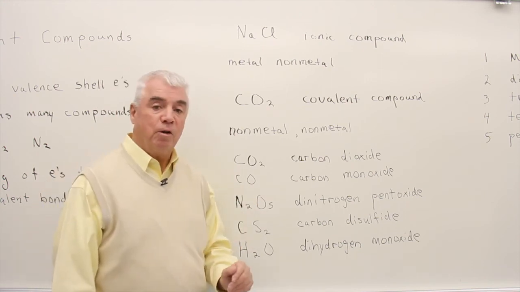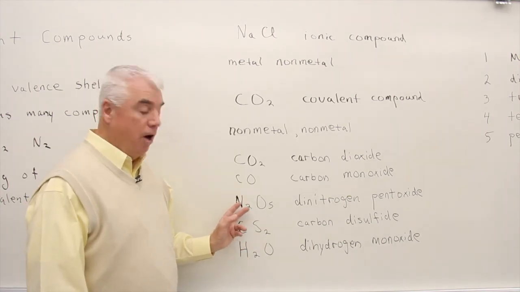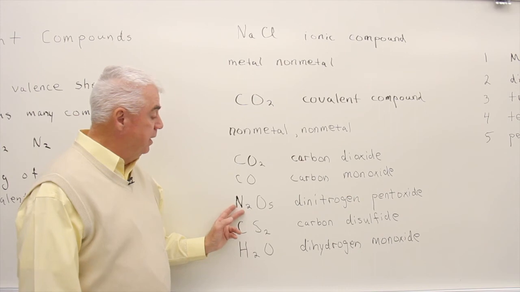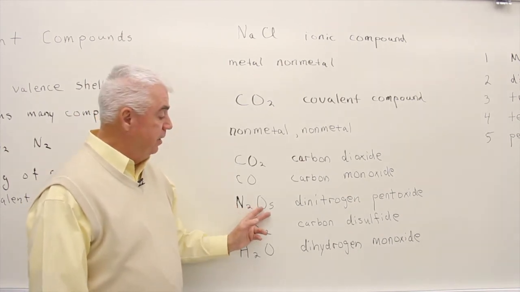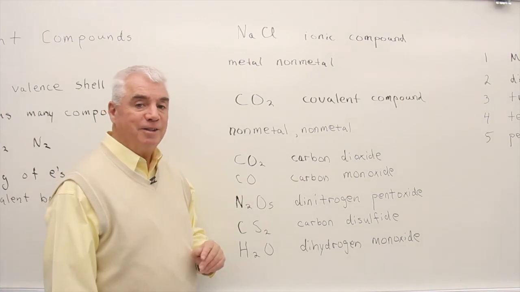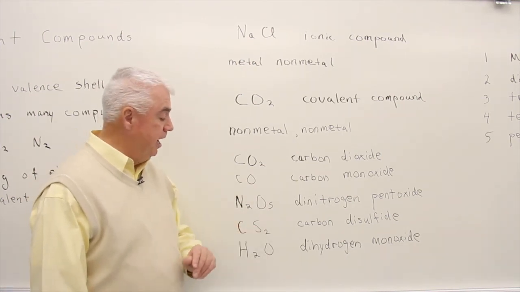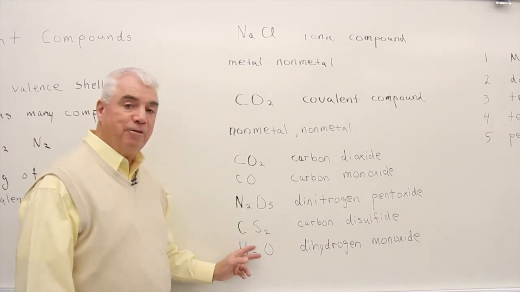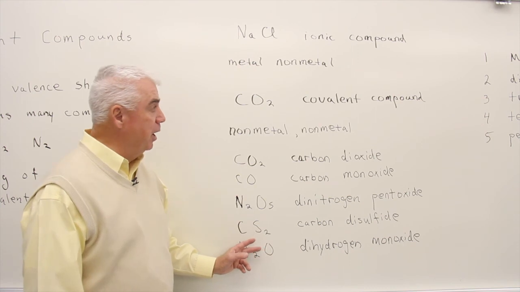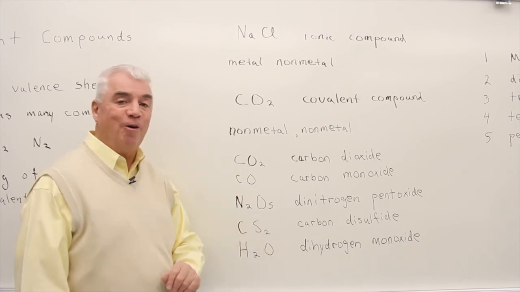N2O5, well, there aren't too many compounds where we have multiple atoms on the left-hand side. This is called dinitrogen, and then 5 oxygens is pentoxide. Carbon disulfide, hey, here's a good test for you now to see if you can name covalent compounds. An important skill for you to have, H2O.